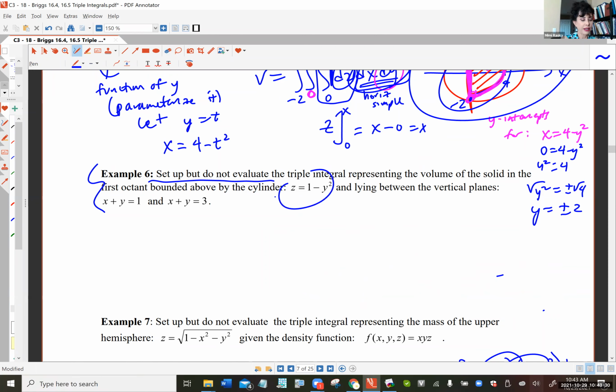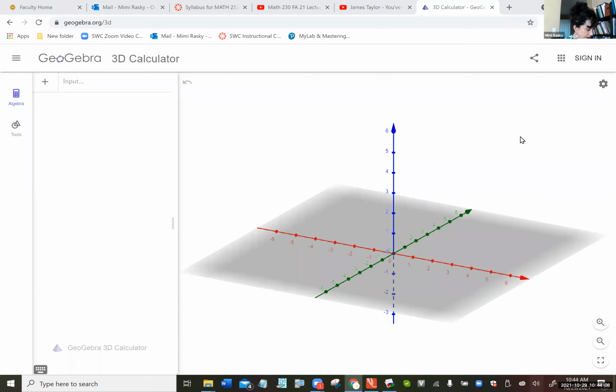Just for fun. It is a nice cylindrical surface, and it kind of looks like I don't know how you would describe it. Maybe so here we are in GeoGebra, and if I enter in z equals 1 minus y squared.